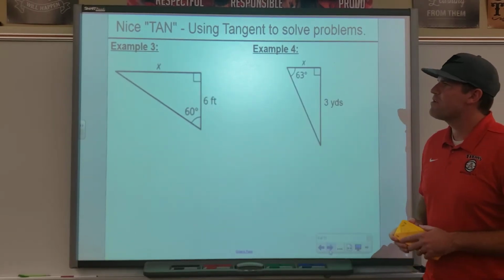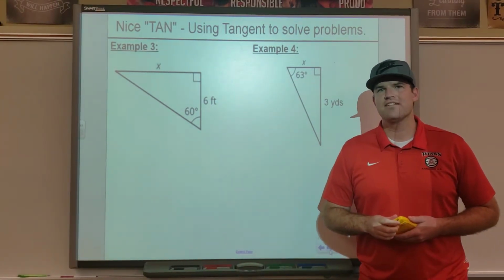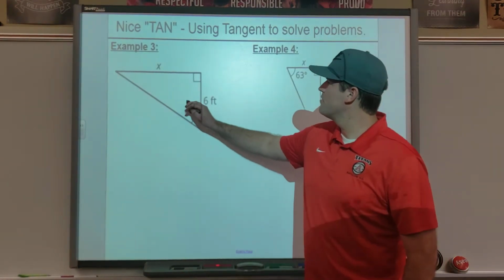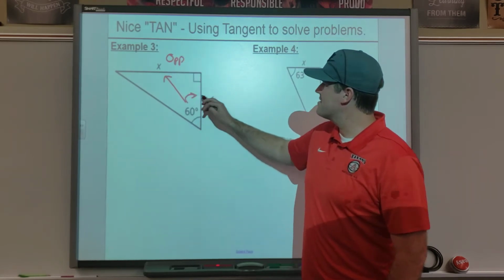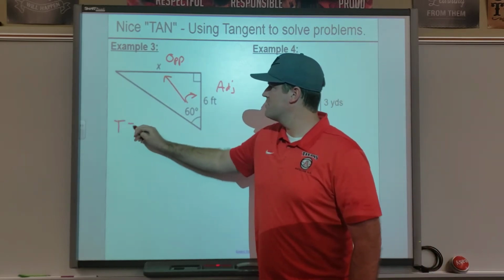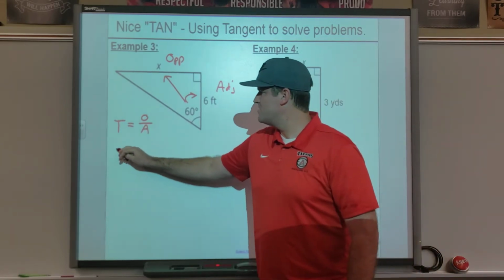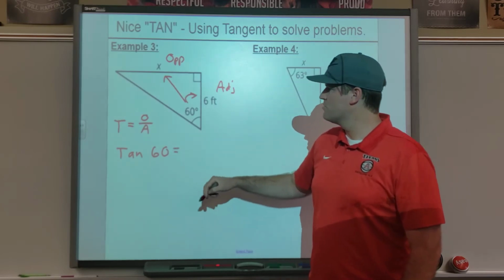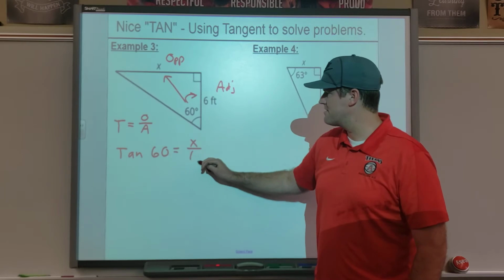All right, so I went ahead and did the first two examples. Let's have you go ahead and try number 3. Let's see how you do. All right, well, let's take a look. We know that our opposite side is x. We know that 6 is our adjacent side. And we know that tangent equals opposite over adjacent. So I'm going to do tangent of the angle, which is 60 degrees, equals the opposite side, which was x, over the adjacent, which was 6.